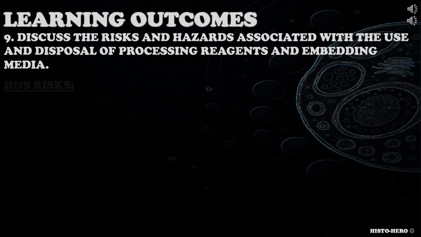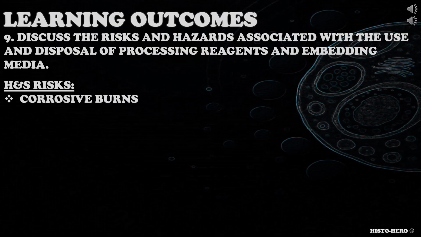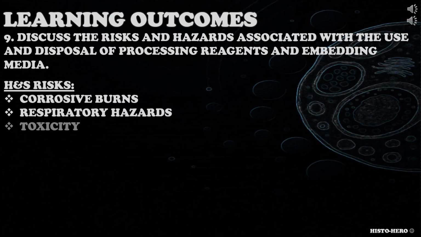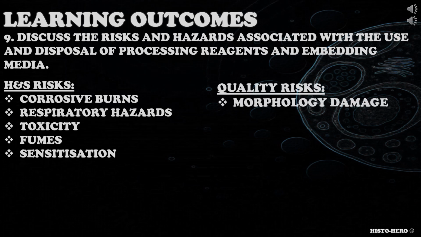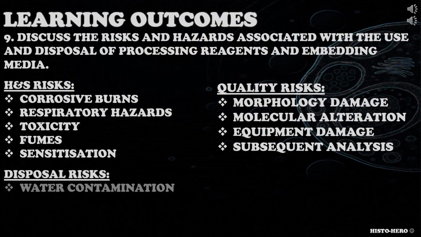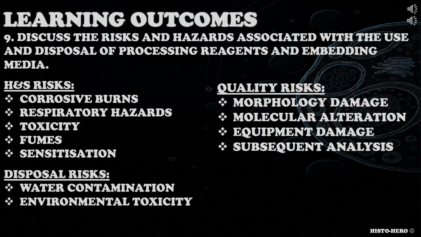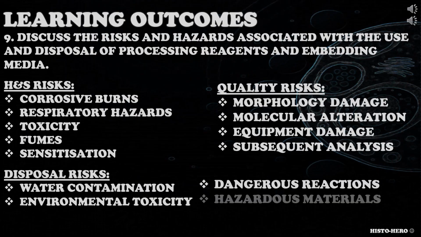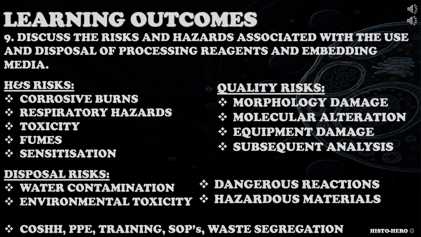Candidate could consider health and safety risks like corrosive burns, respiratory hazards, toxicity, fumes, sensitization, quality risks like morphology damage, molecular alteration, equipment damage, affected subsequent analysis, disposal risks like water contamination, environmental toxicity, dangerous reactions, hazardous materials, in general COSHH, PPE, training, SOPs, waste segregation. Those are the learning outcomes candidate needs to meet for this submodule.